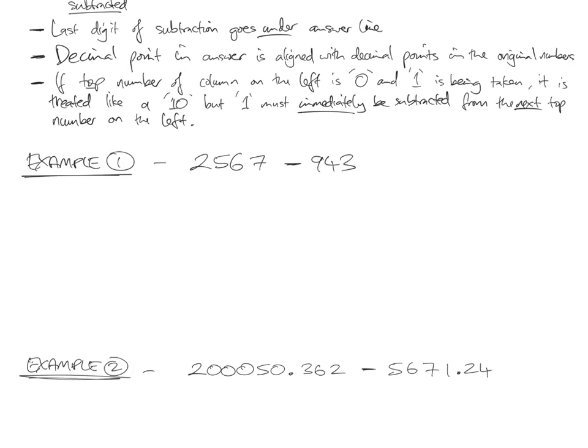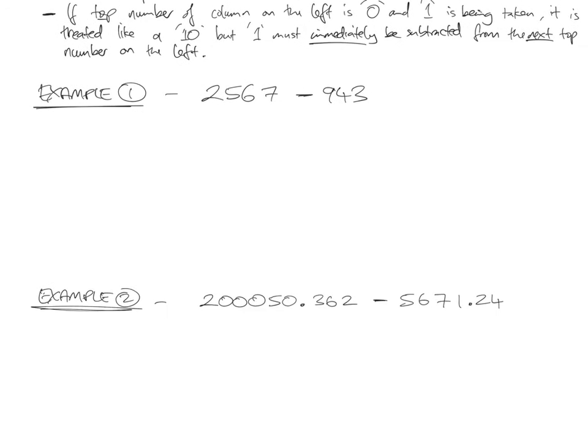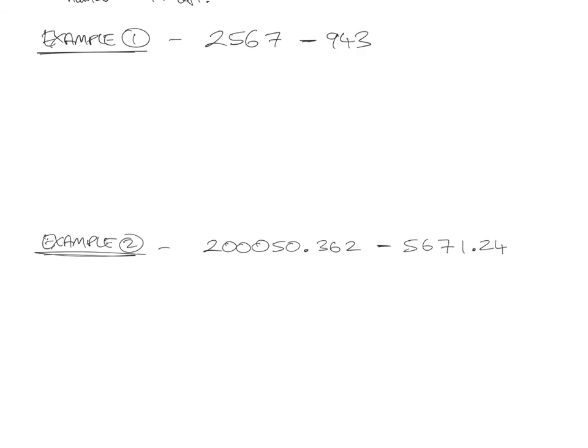So that, if you just look at the rules, is extremely confusing, but if you see an example in action, it shouldn't be too bad. So the first one is a pretty simple example. I've said you stack the numbers on top of each other. You line up the decimal points. These don't have any decimal points, they're whole numbers, but the decimal point is to the right.